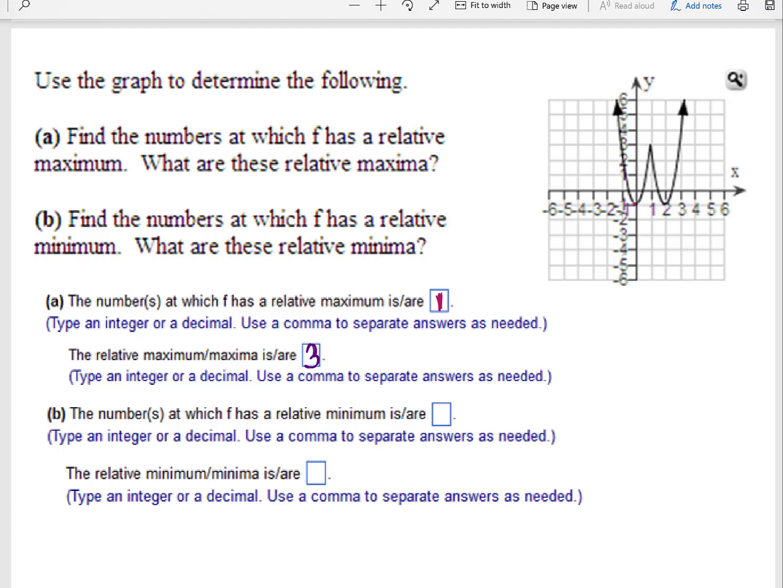So again, what are the numbers at which f has a relative minimum? Okay, well, here's my minimum, right? And there's actually 2 points there. So it's at 0 and 2. And then it says, okay, well, what is it? Well, how low did we go? We went down to -1. Again, regarding the y-axis now.